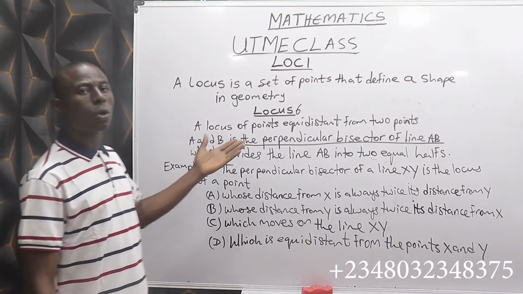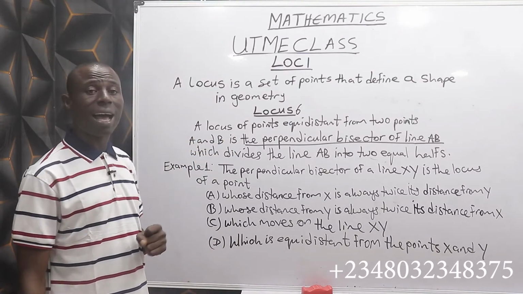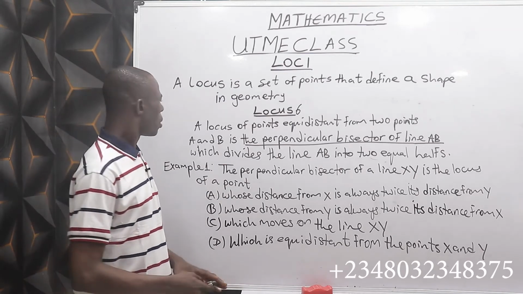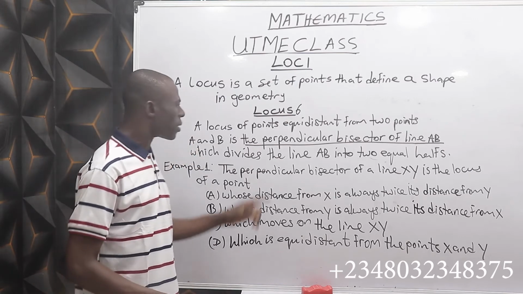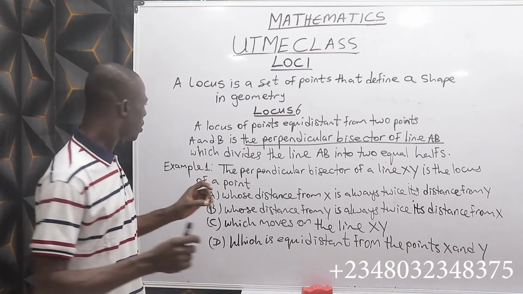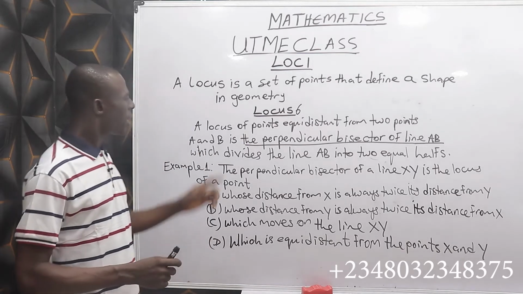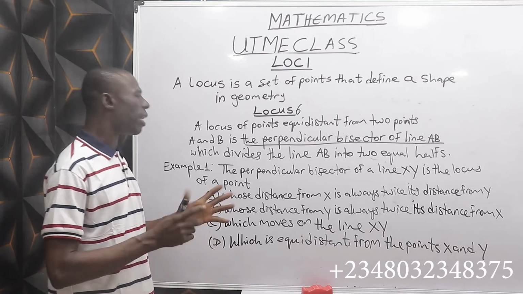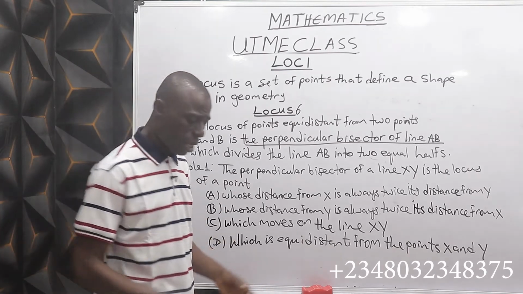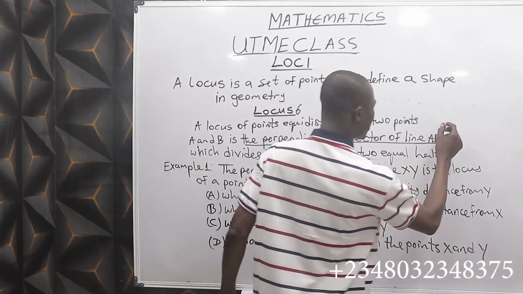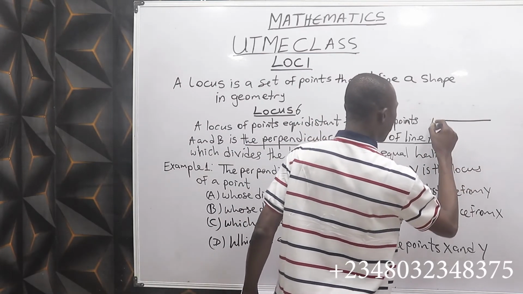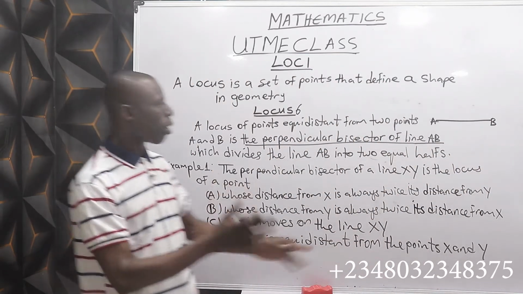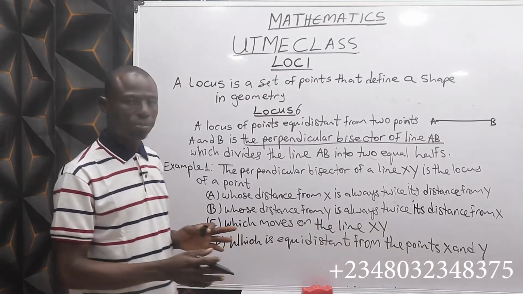We now come to locus 6, which is the last of the loci that I'm going to expose you to. A locus of points equidistant from 2 points, A and B, is the perpendicular bisector of line AB, which divides the line AB into 2 equal halves. This is what we say. Let's say this is line AB. These are the 2 points A and B, which form the line AB.